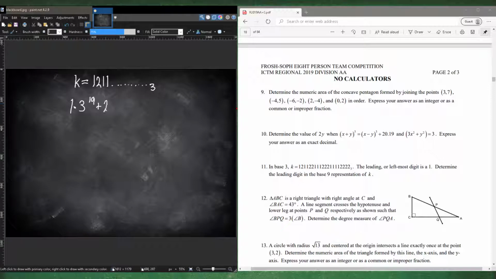Plus, next one is 2, so 2 times 3 to the power 18. Then plus 1 times 3 to the power 17. And then plus 1 times 3 to the power 16. And then etc. You add more.